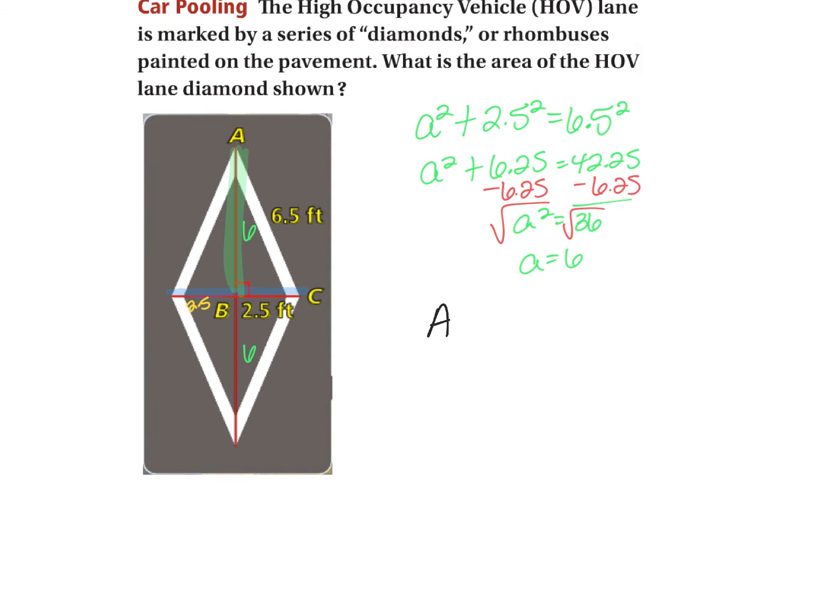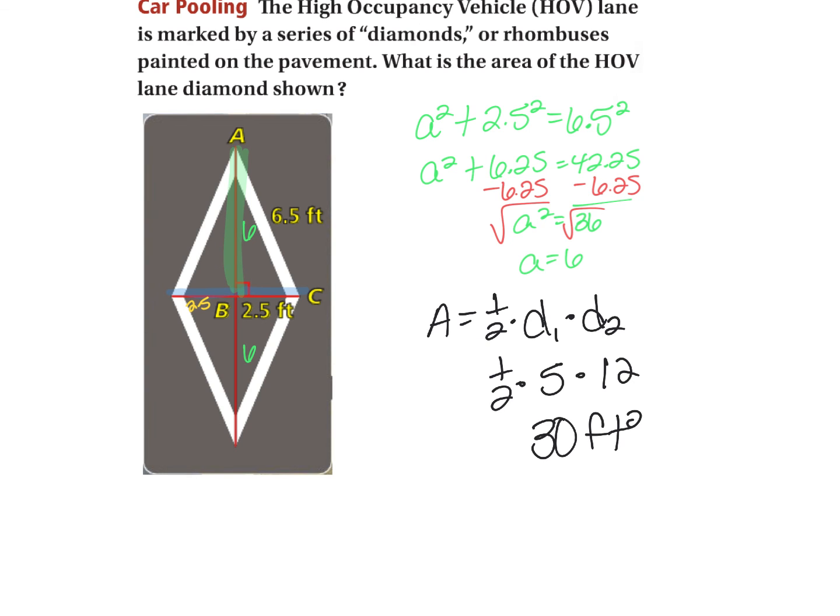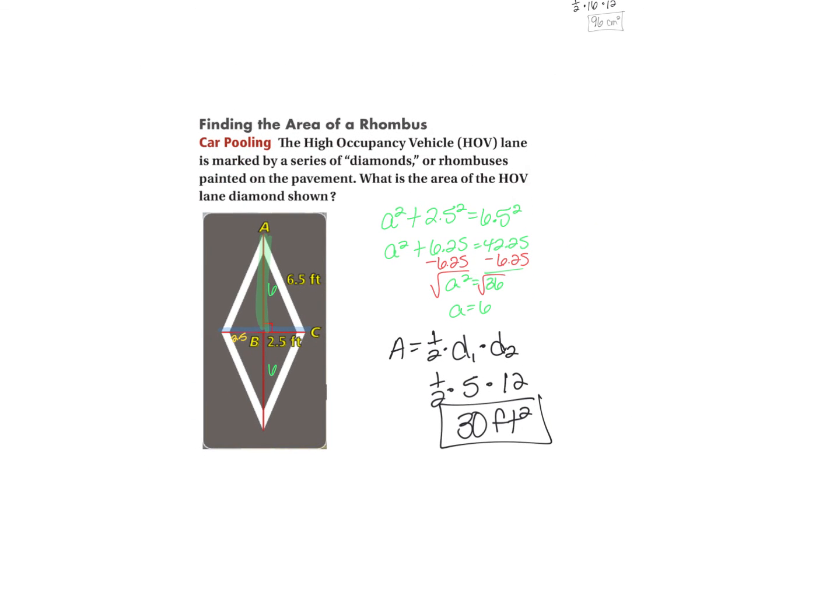Now let's do our formula. So we have 1/2 times d1 times d2. I'll have d1 be my yellow, the horizontal line. 2.5 plus 2.5 would give me 5. Times d2, which is 6 plus 6, so 12. All right, and that gives you 30. And what's my label going to be? Feet squared.